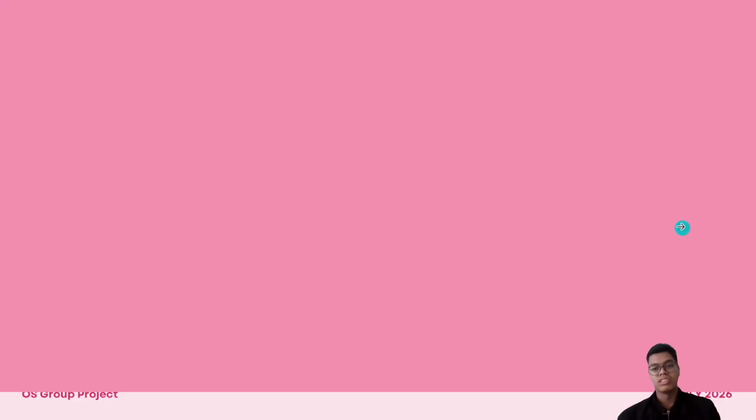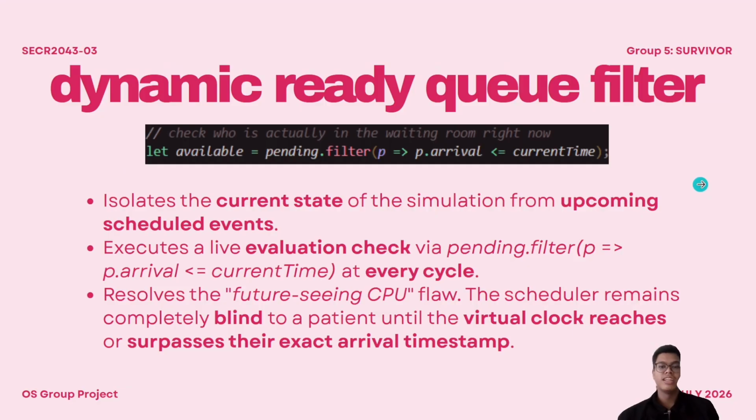Moving on to our next core, which is the dynamic ready queue filter. We have the pending.filter line here, which ensures the isolation for time. The scheduler remains completely blind to any patient until the virtual clock reaches the exact timestamp. So it just stops the system from looking forward.